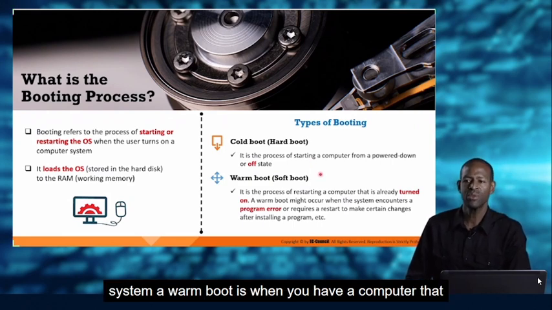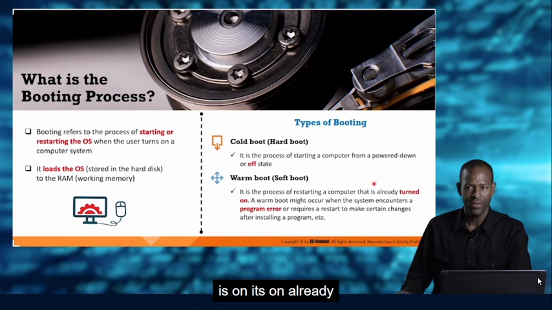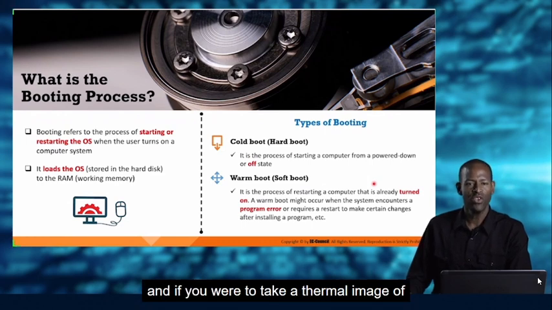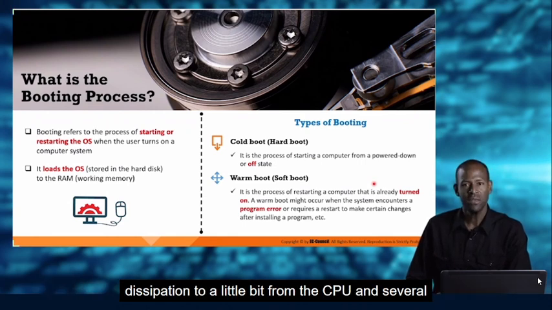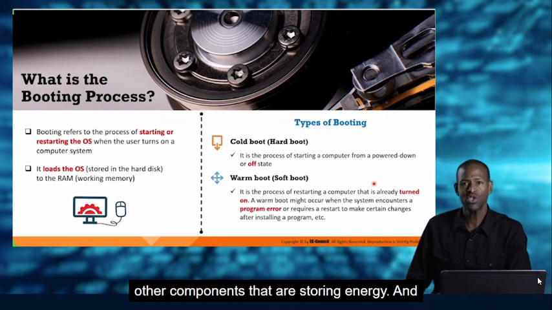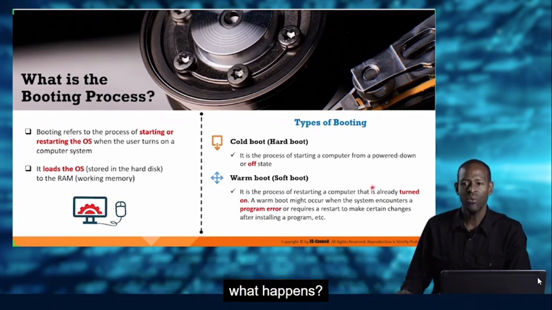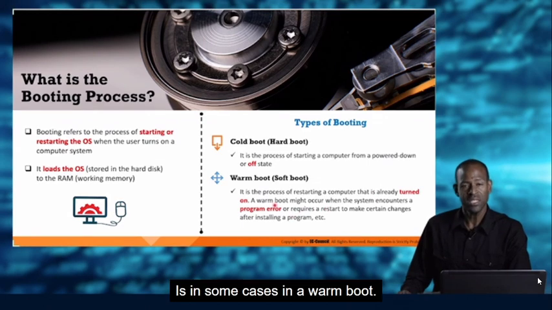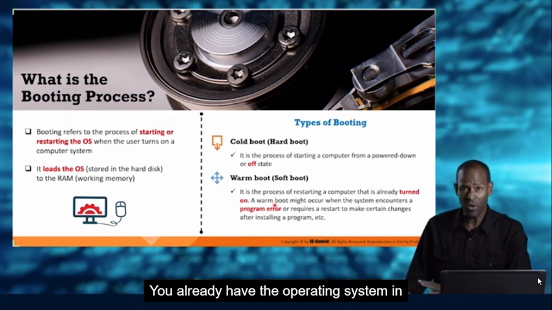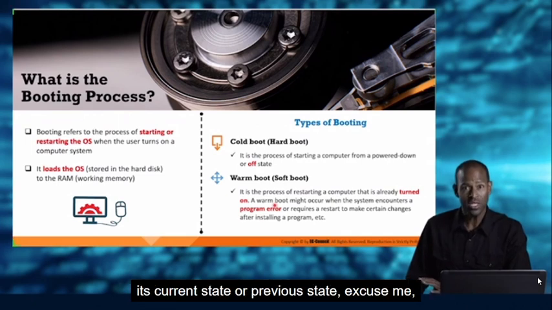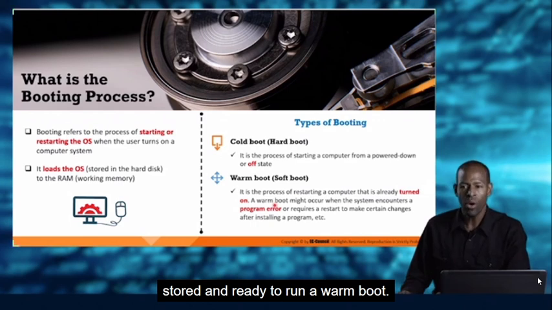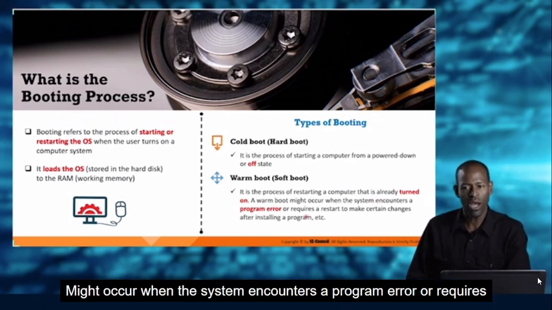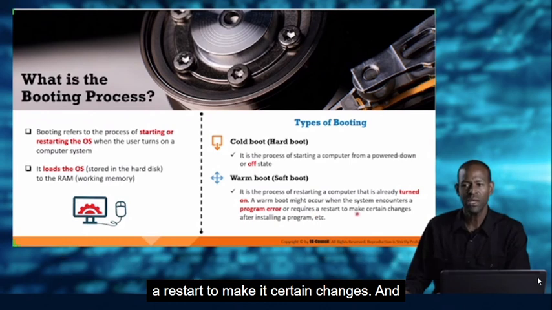A warm boot is when you have a computer that is on already. And if you were to take a thermal image of that computer system, you would see heat dissipation from the power supply, heat dissipation a little bit from the CPU and several other components that are storing energy. And what happens is, in some cases in a warm boot, you already have the operating system in its previous state stored and ready to run. A warm boot might occur when the system encounters a program error or requires a restart to make certain changes.